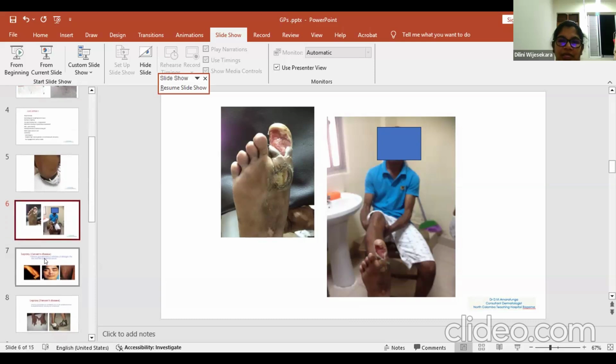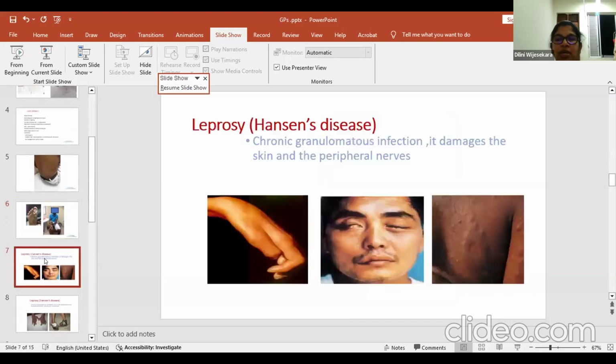So these two cases will very well show you how this happens in Sri Lanka. As we all know, we eliminated leprosy as a public health problem in 1995. But still, we are having a lot of cases. These kinds of cases are being reported day to day. Therefore, it is important as general practitioners to know what is happening in the country.